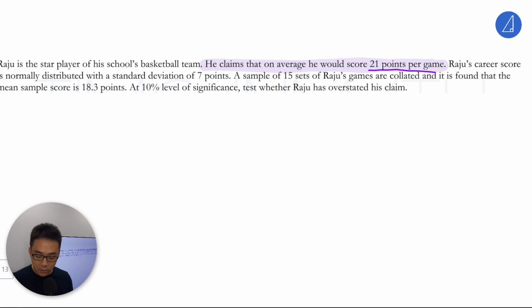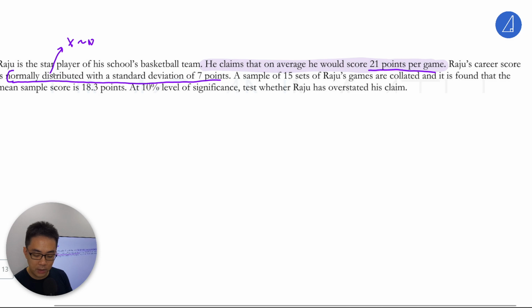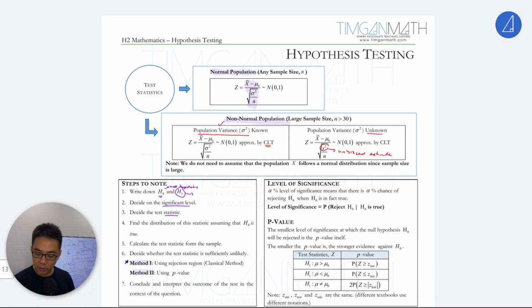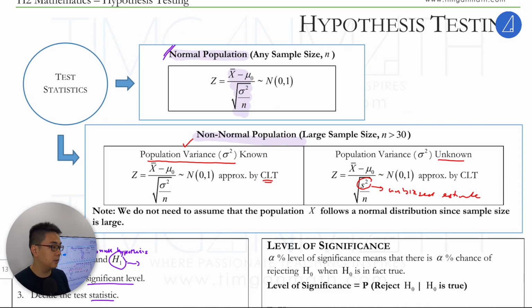So Raju's career score is normally distributed. Now this is another important fact here, that X is normally distributed. The population is normally distributed. This is not a passing statement. So please know that you are looking at this distribution here. Okay, this one here.